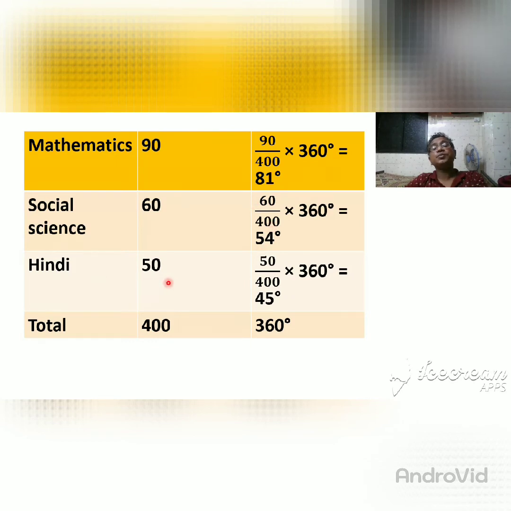Okay, Hindi is 50, so 50 upon 400. So this 0 cancels, this 0 cancels, 4 ones are 4, 4 nines are 36, 9. So 9 fives are 45. So here is 45 degrees. So if you sum these angles, you get 360. Then we are going to draw the pie diagram.